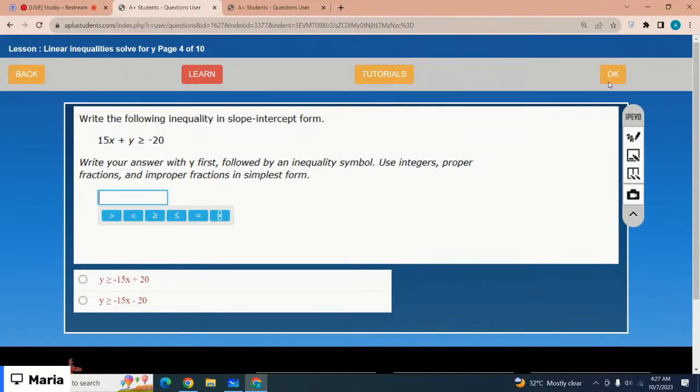Write the following inequality in the slope intercept form. 15x plus y is greater than or equal to negative 20. So which is the correct option? The correct option is y is greater than or equal to negative 15x minus 20. The second option is the correct one.